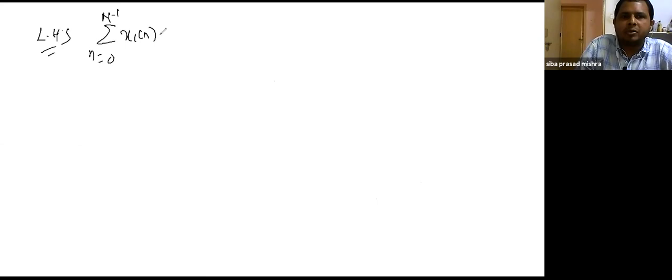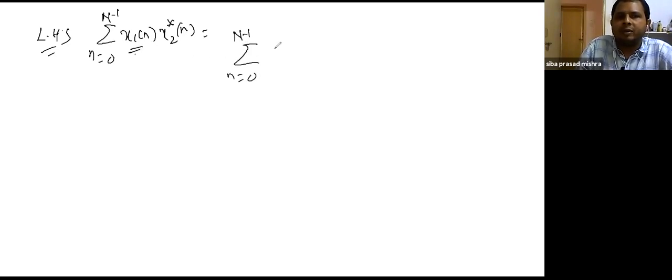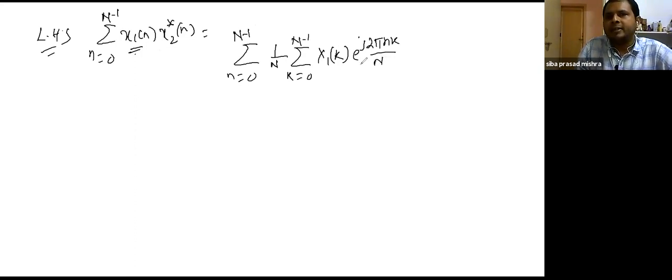See, the proof is very simple. Take the left hand side, that is summation of n from 0 to N minus 1 of x1 n multiplied by x2 conjugate n. Now use the IDFT formula: 1 by N summation of k from 0 to N minus 1 of x1 k e to the power j 2 pi n k by N. Simple, I use the IDFT formula for x1 n.